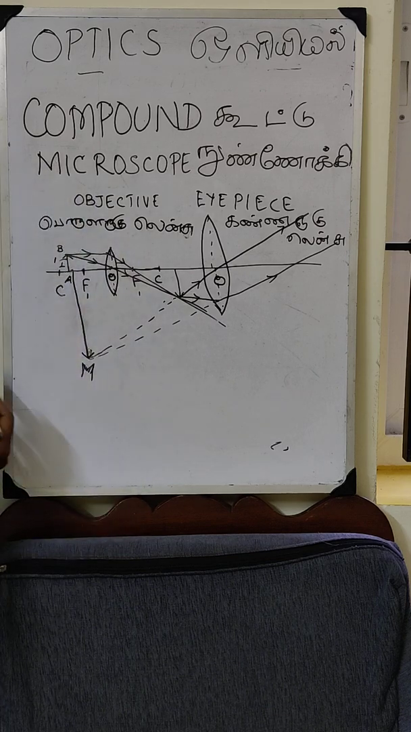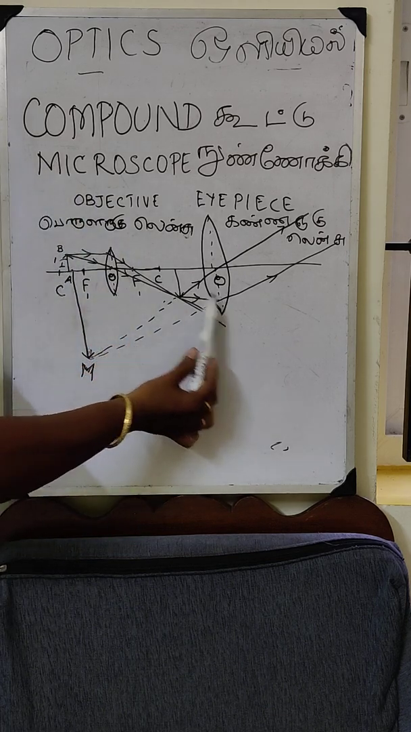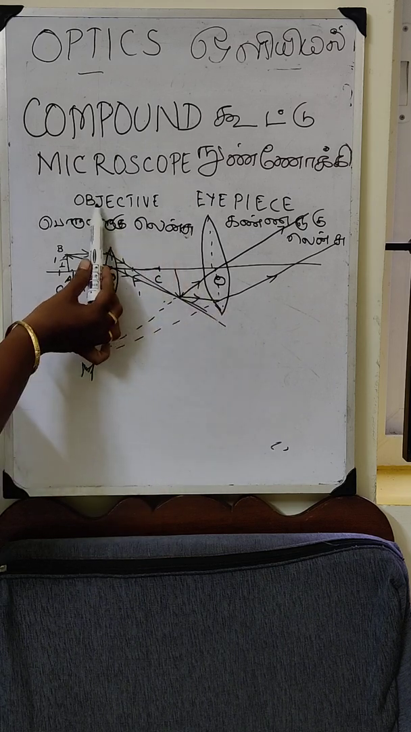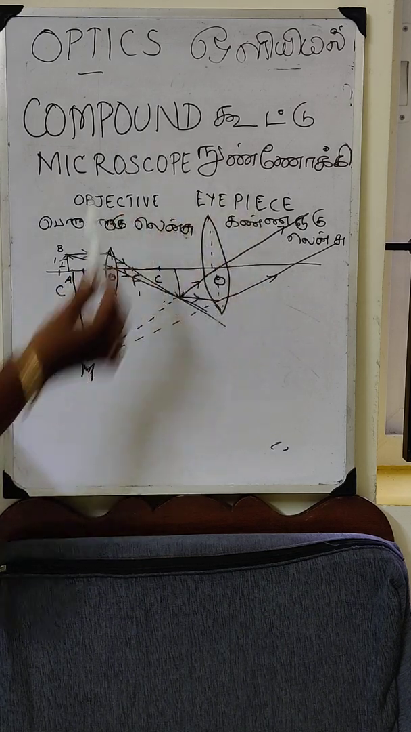So in a compound microscope you can see two lenses, both are convex lenses. Two lenses, one is called the objective and the other one is called the eyepiece.